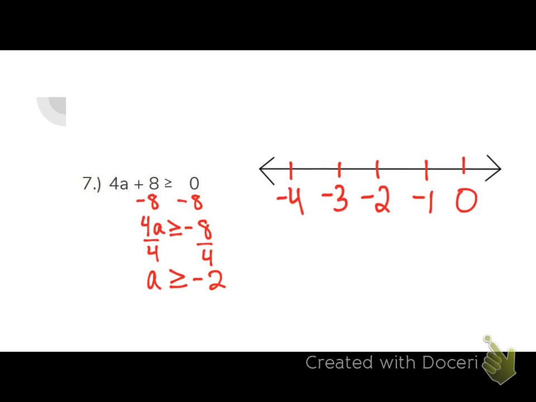Okay, we divided by a positive. We subtracted, which never makes our symbol flip. The variable's already on the left. Are we open or closed at -2? Closed, shaded to the right. Closed, shaded right. Questions, concerns? No. Ready to move on? Yes.